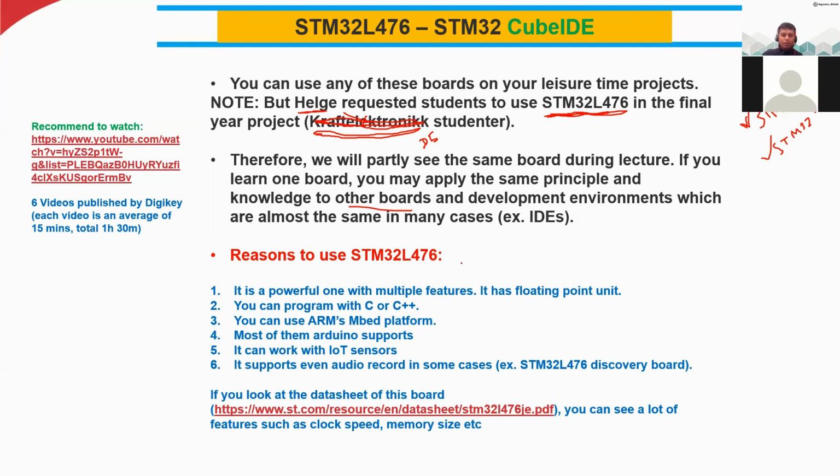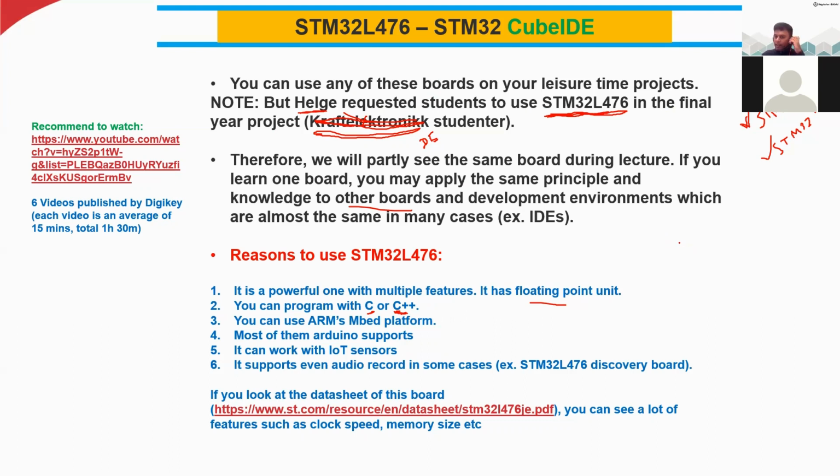Reasons to use the STM32L476 that we had already seen. It's a powerful one with multiple features. It has a floating point unit and you can program with either C or C++. So based on your strength, you can use whichever. You can generate the code either in C or C++. So it will give you the option when you click generate code.